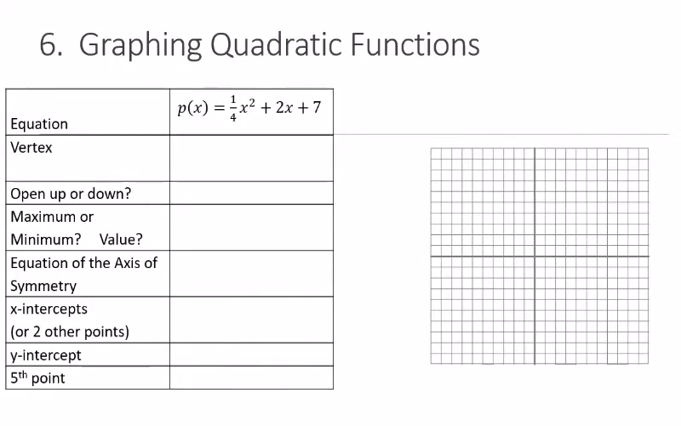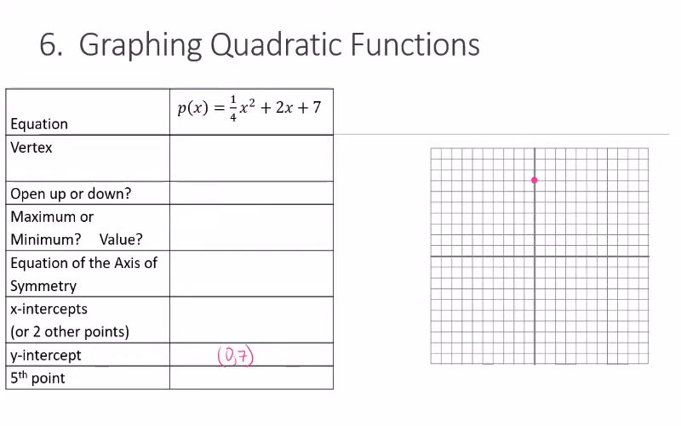All right, let's try one more example. So graphing quadratic functions, we have an equation p of x equals 1/4 x squared plus 2x plus 7. And so let's do the easy stuff first again. So let's do the y-intercept, 7, right? Easy. So (0, 7). Boom. Let's plot it. 1, 2, 3, 4, 5, 6, 7. All right, so there's our y-intercept.